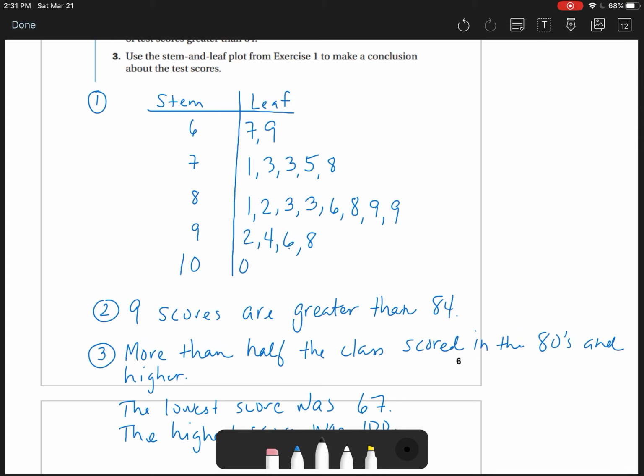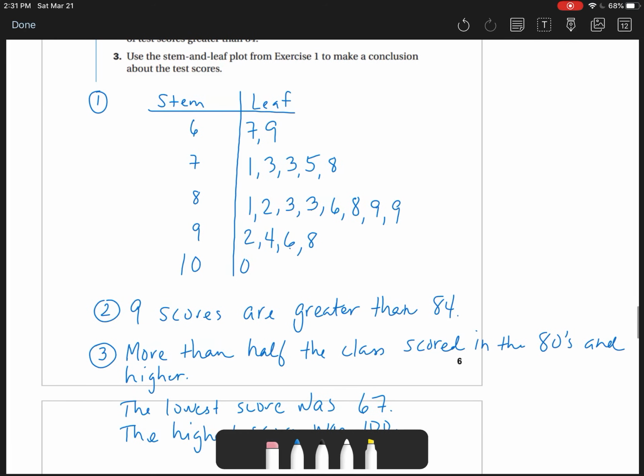So we go over to the leaf. You're looking at this row, the 8 row. The numbers that are greater than 84 are going to be 86, 88, 89, 89, 92, 94, 96, 98, and 100. So that means that we have 9 scores that are greater than 84.